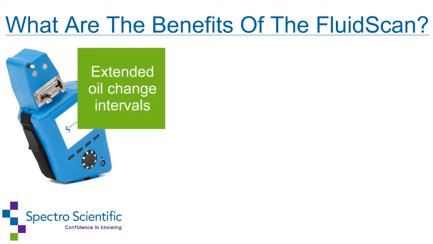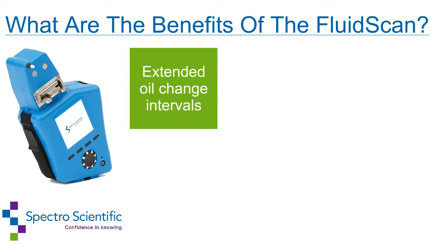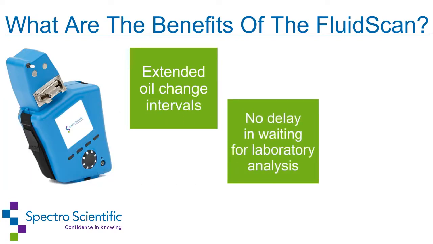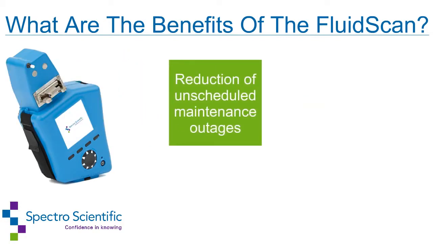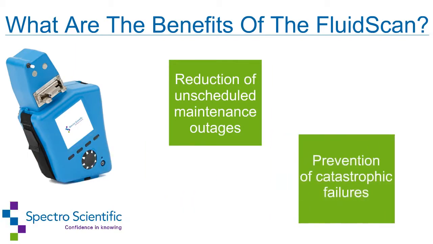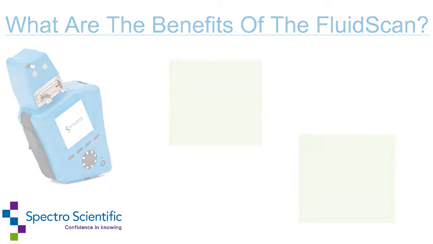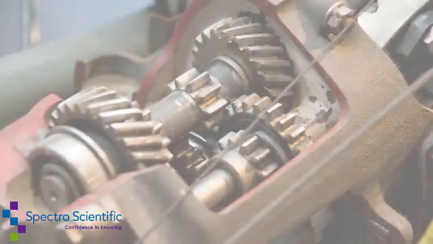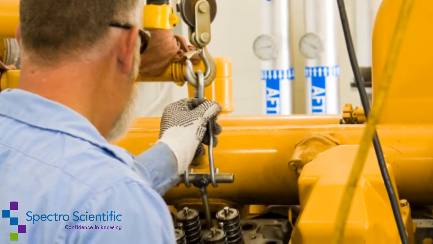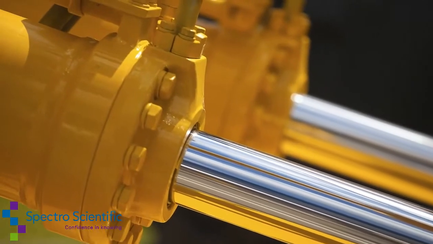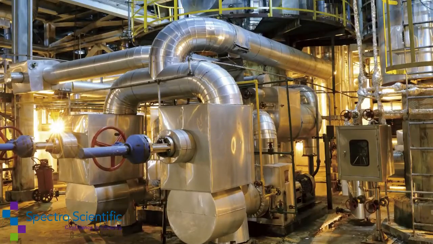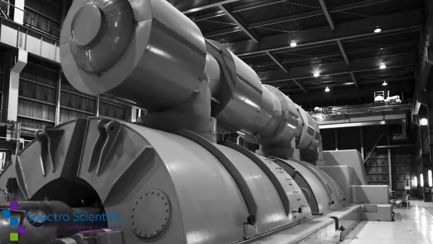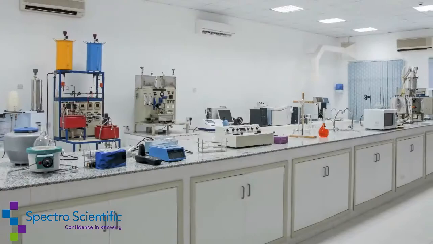The FluidScan allows for extended oil change intervals, eliminates the wait for laboratory analyses, as well as reduces operational and maintenance costs. The FluidScan also reduces unscheduled maintenance outages and prevents catastrophic failures. FluidScan is used in industrial settings to measure TBN in engine development, to ensure the cleanliness of hydraulic fluids in maintaining highway fleets and in oil refineries, to measure water contamination in turbine oils and in oil analysis labs.